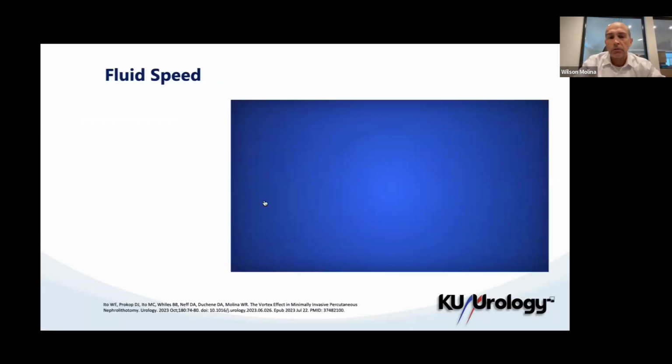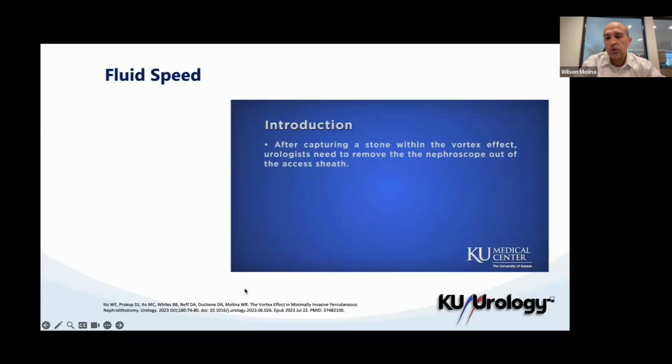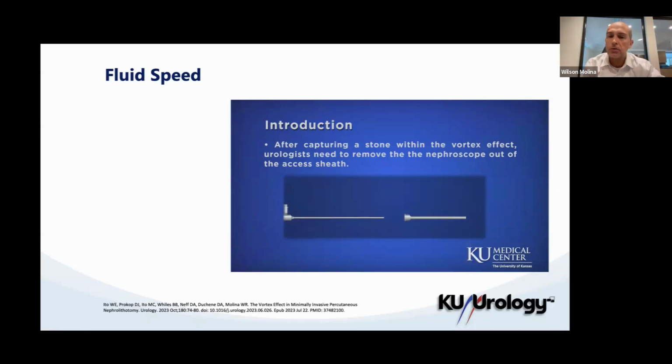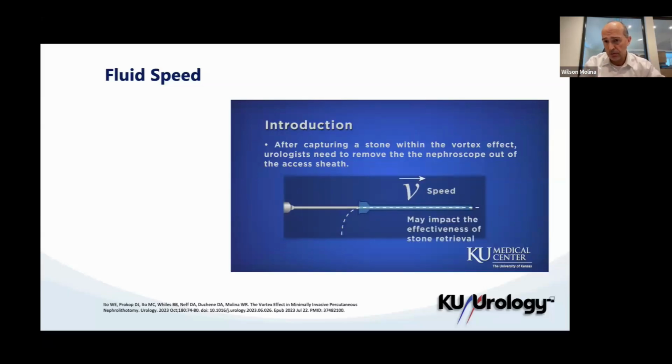a vortex effect. So if you think about the fluid speed, and once you're doing a lot of mini perks, you understand there is a perfect speed that you have to retrieve your nephroscope in order to get the stones out. If you do it too fast, that vortex effect stops. And if you do it too slow, obviously you can do it, but that becomes a little cumbersome.